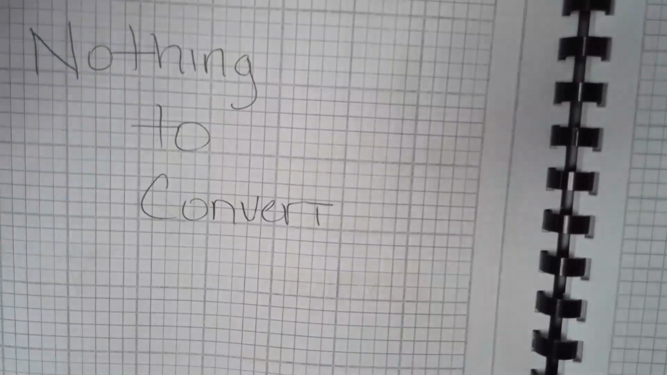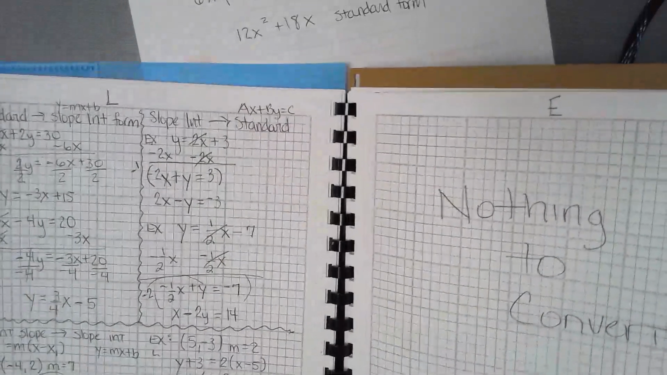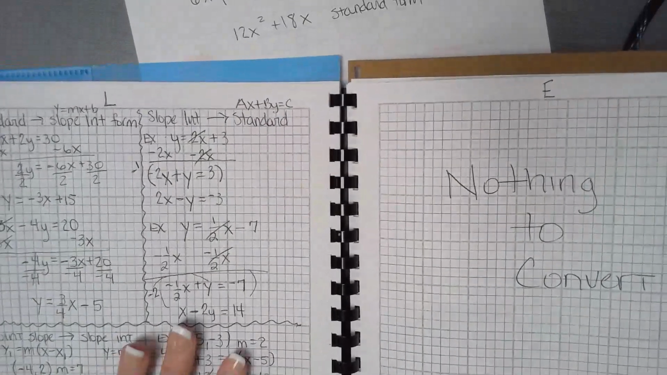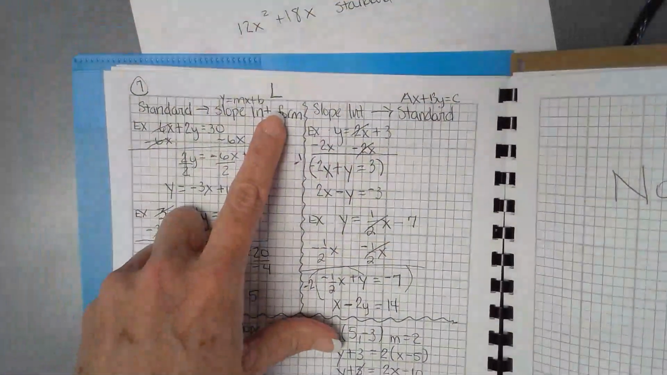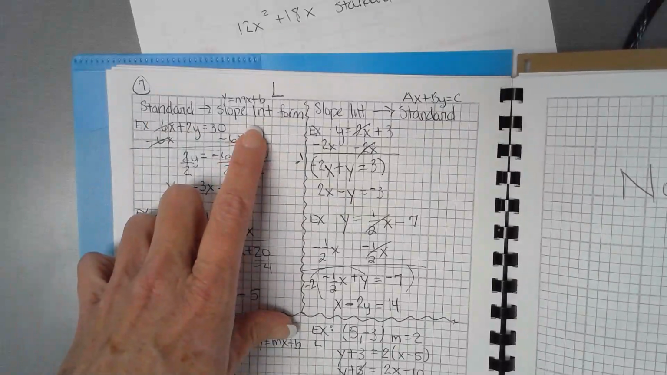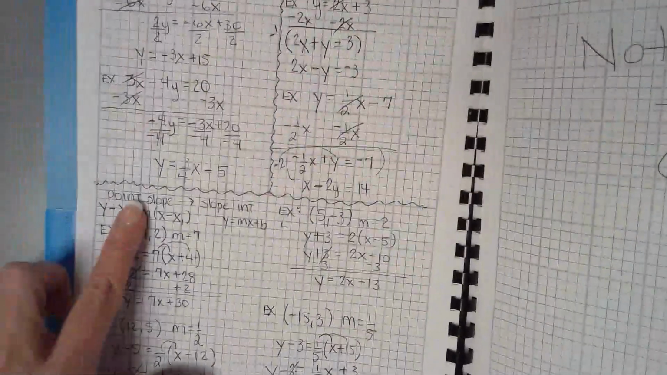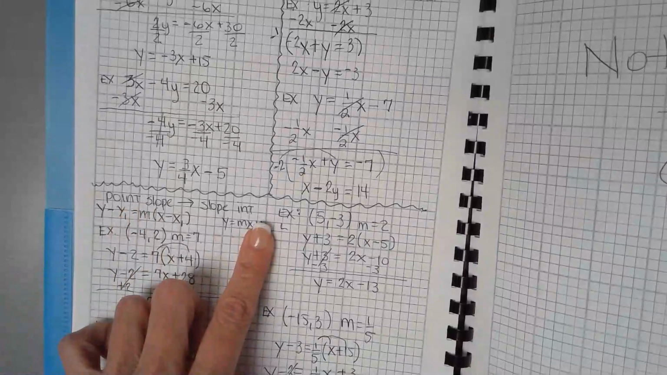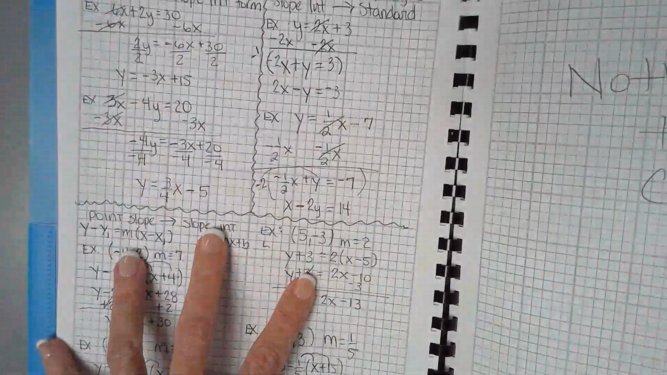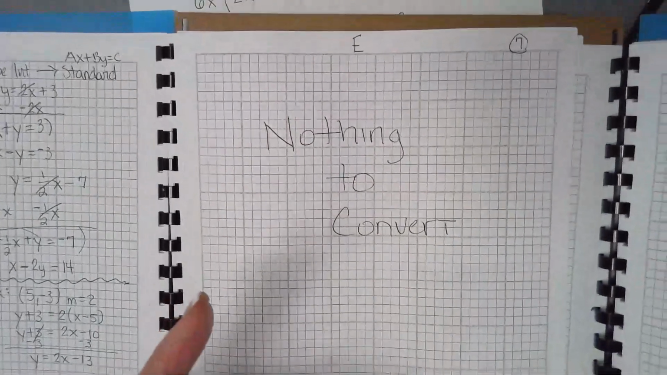So, basically what I want to do is show you where we're going. Okay? If you remember, the last page of your notebook, we were converting forms. Under linear, we went from standard form to slope-intercept form, then slope-intercept form to standard form, then point-slope form to slope-intercept form. We were changing forms. And under exponential, there was nothing to convert.